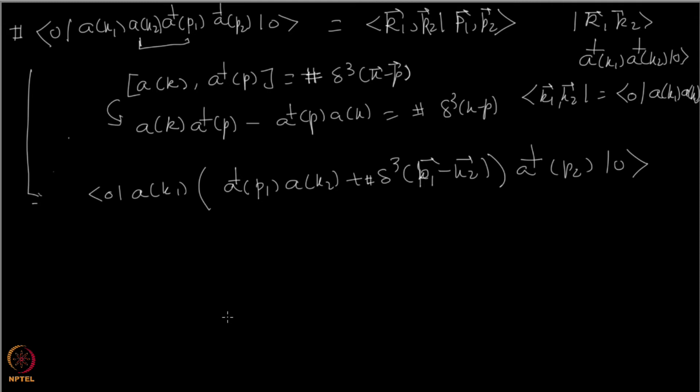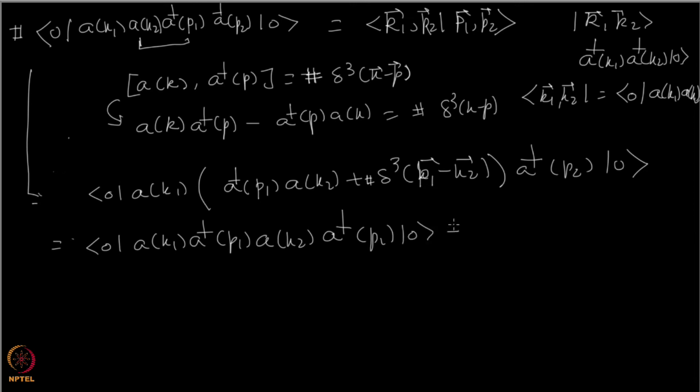So you have now the following: A_K1, I'm just writing the two terms, A dagger P1, A_K2, these things, then A dagger P2, plus A_K1, whatever that factor was, and then you have A dagger P2 and this delta function, delta cube P1 minus K2.